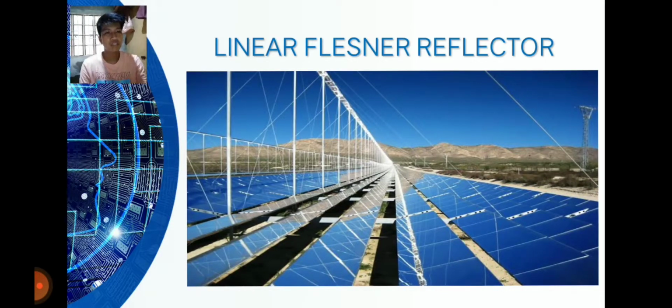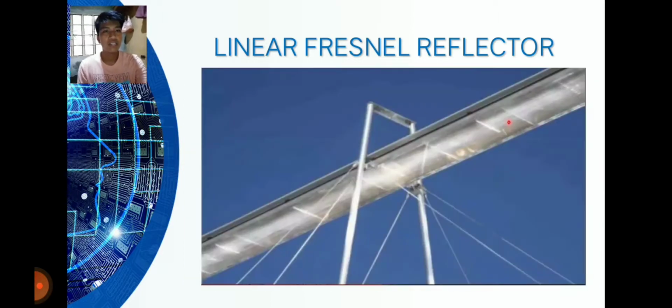So yun yung ilaw, ay yung sikat ng sinag ng araw papunta sa mirror, then yung mirror magre-reflect siya sa may linear Fresnel reflector. Then ayan yung tinatawag nating linear Fresnel.